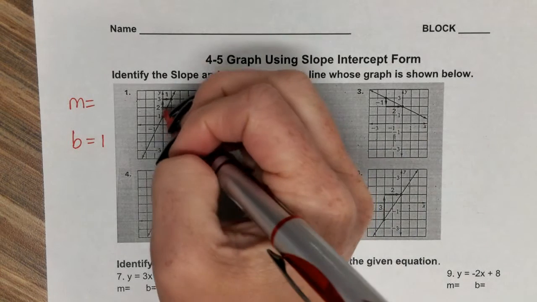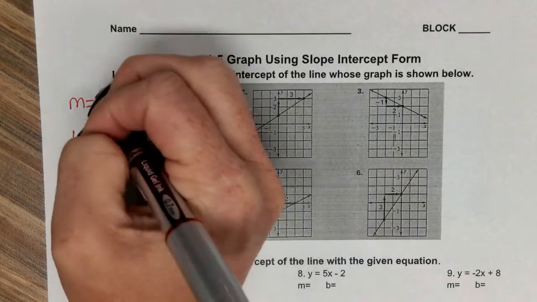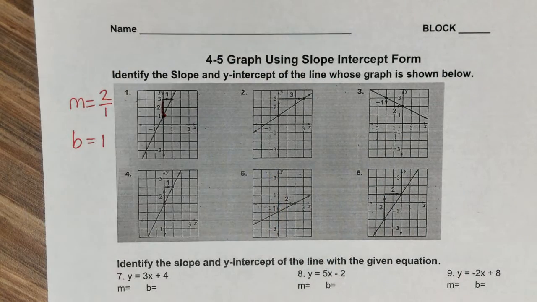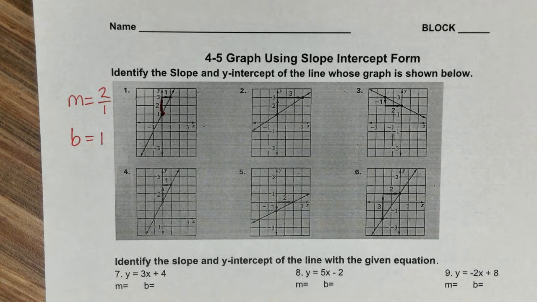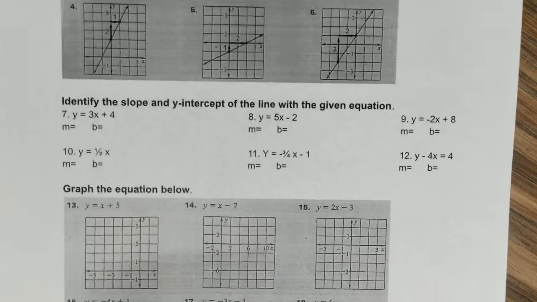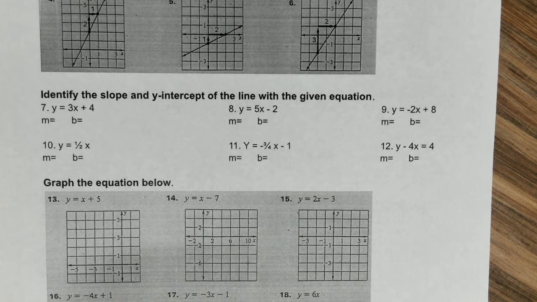Okay, and then the M, what's the rise? 2, what's the run? So if you put 2 over 1, I will take it. Because we are talking about rise and run. Is it positive slope or negative slope? All right, go down to 7 through 12. Identify the slope and y-intercept. So you've got to make sure they're in y equals mx plus b form.